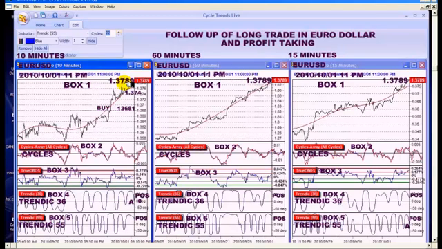Now we see some significant changes already taking place, which tells us to take profits. So why are these indicators telling us to take profits? As I showed you before, your first focus always in trading Forex is to look at the Trendix, and look at the Trendix in the 3 periods.